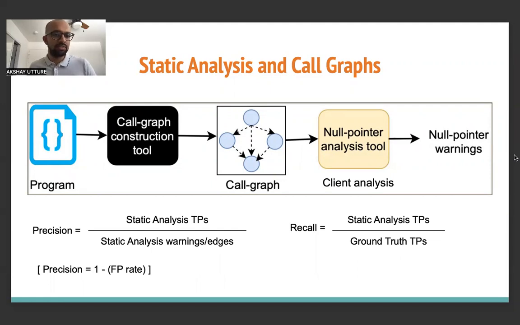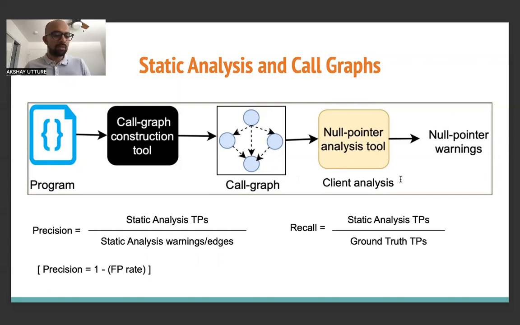So the figure here gives a simplified static analysis pipeline. We start off with a program which is given to a call graph construction tool that generates its call graph. And then we have a null pointer analysis, which can build on this call graph to then produce null pointer warnings. So in this case, the null pointer analysis is said to be the client analysis, the client of the call graph. And to measure the quality of either a call graph or the null pointer warnings, we use two metrics called precision and recall.